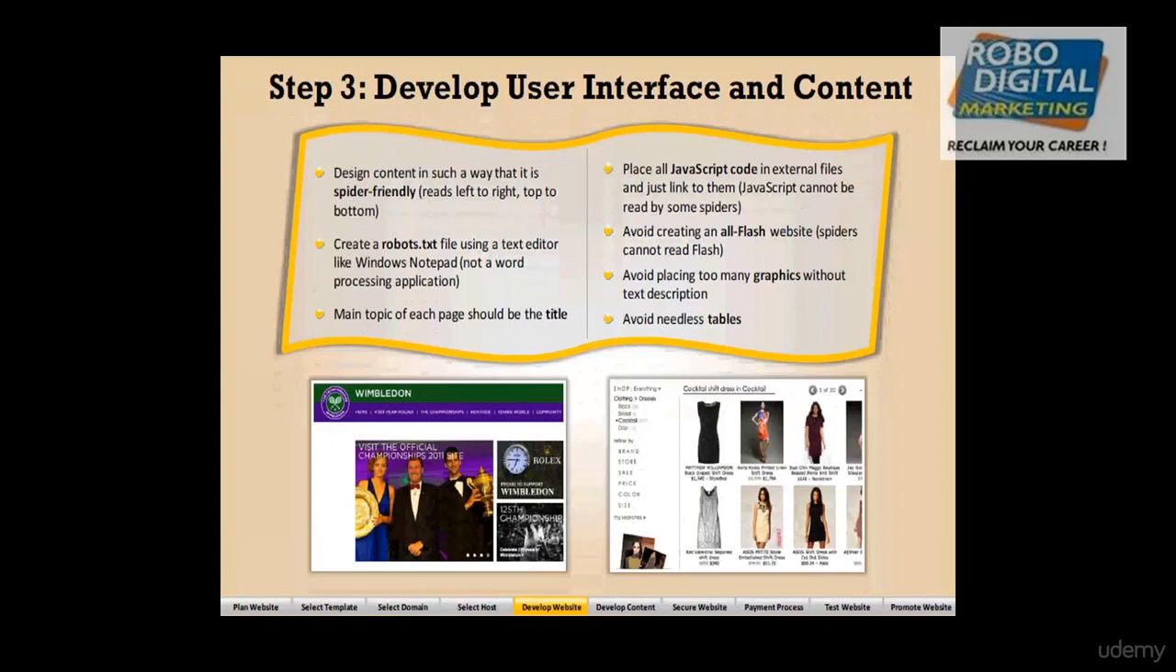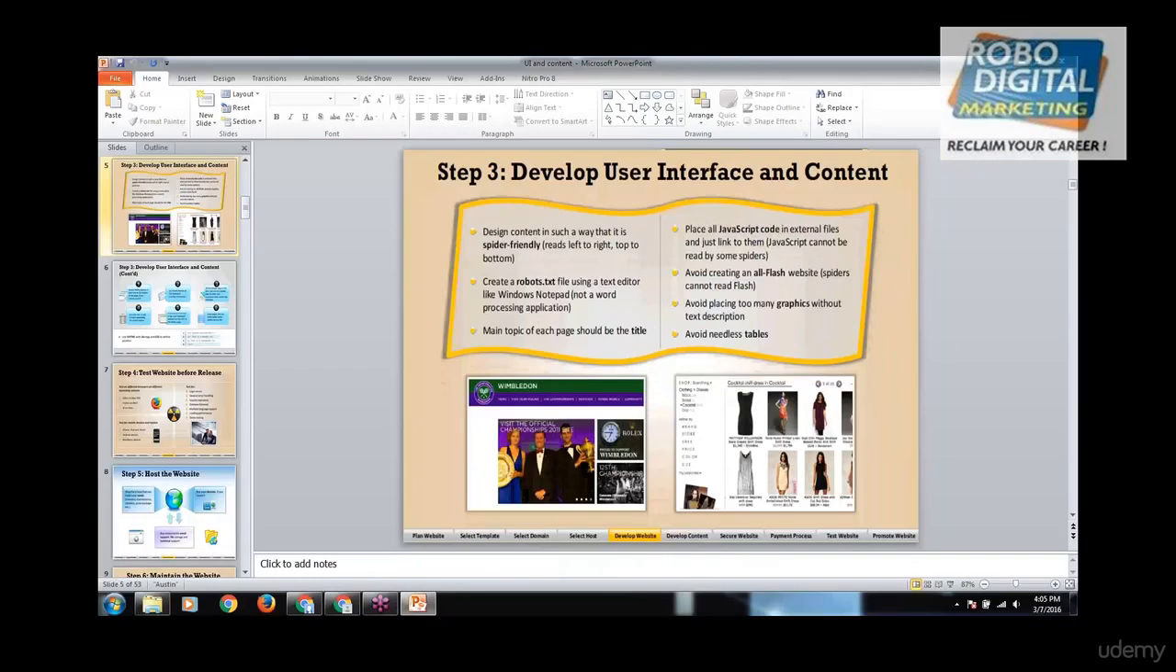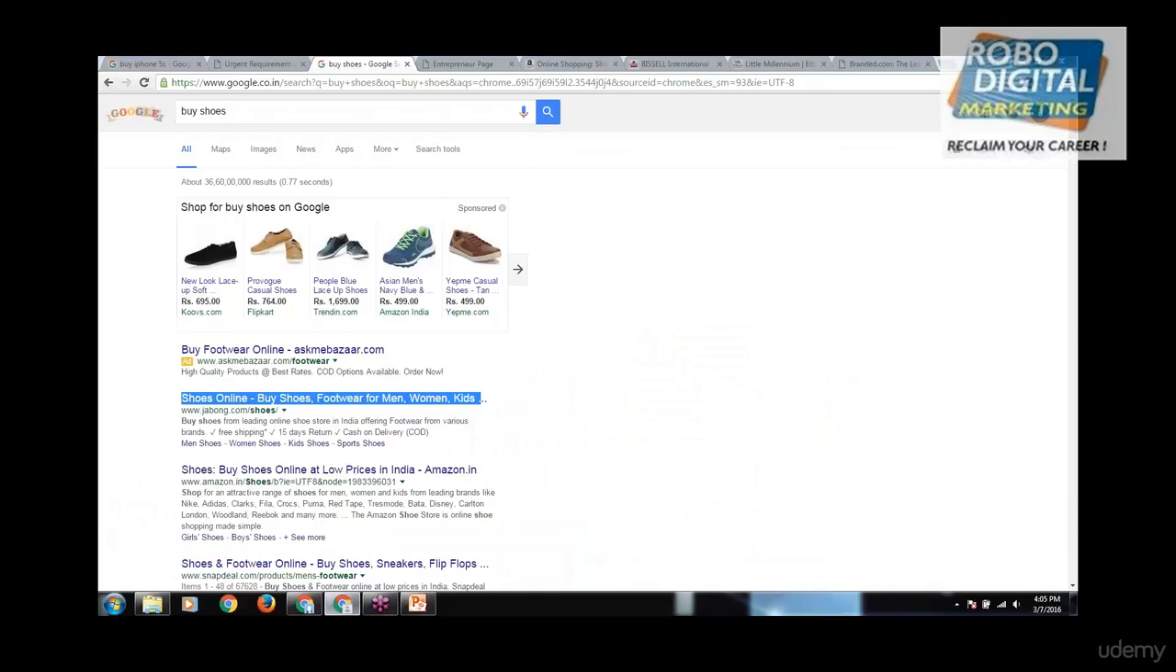Okay, I'm talking about the title. In SEO, you are going to learn about the title more. I will be coming to that. Then next is do not place JavaScript in the external files. What is JavaScript? JavaScript is basically the kind of attractions you are creating on your website.